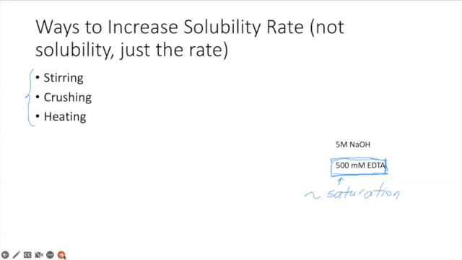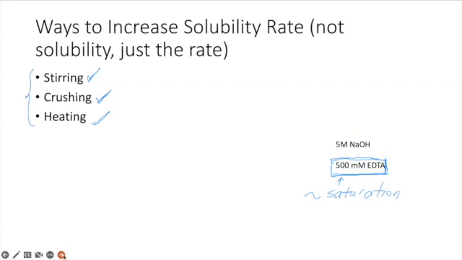And so we can do things to increase that solubility rate, like I just talked about: putting it on a stir plate, stirring it up, crushing up those ions, heating it, right? So you can't, like I said, change if something's soluble or not, but you can try to increase the rates.